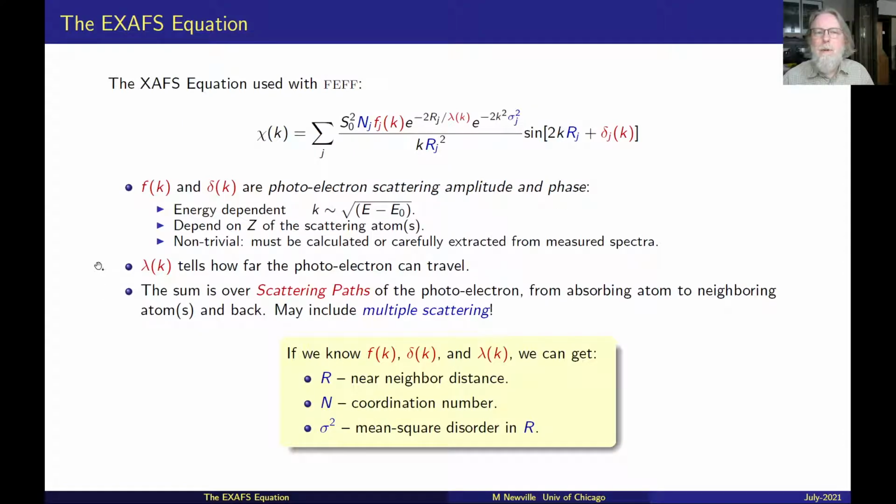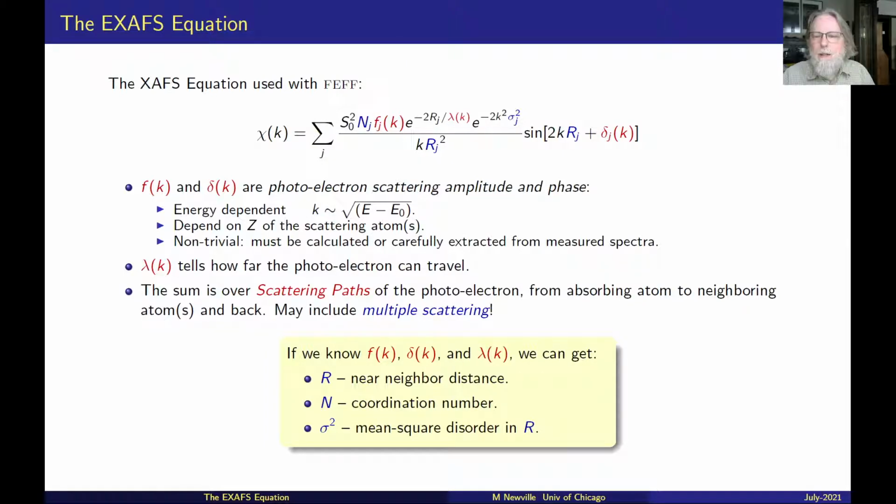So to start with, we're going to review the XAFS equation here. It's a bit of a large mess. There's a sine function that's 2kr showing the oscillations as a function of r, and then these terms, again, F and delta, the photoelectron scattering amplitude and phase shift. These are strongly energy dependent, or dependent on k, and they give the sensitivity to atomic number for the scattering factors. These functions are also non-trivial, and so we use Feff to calculate these functions, F and delta.